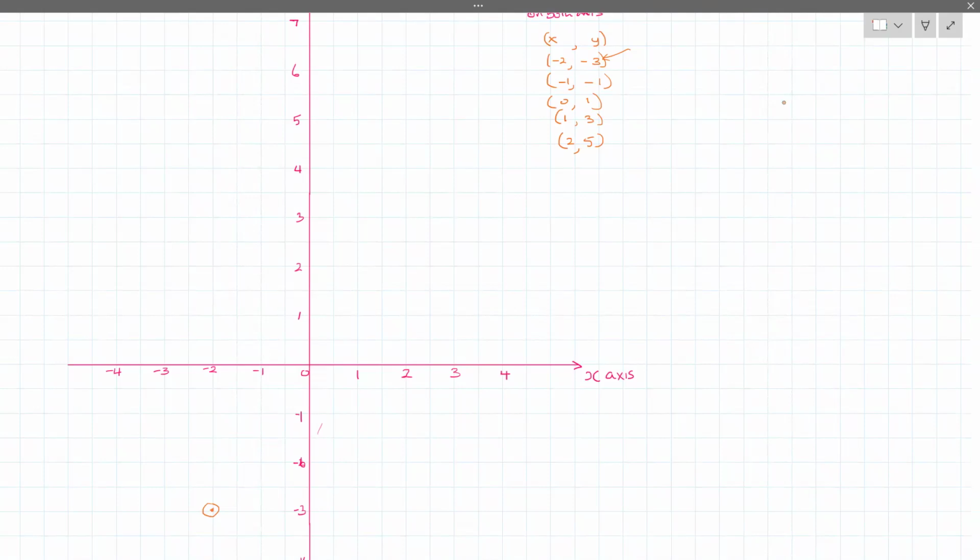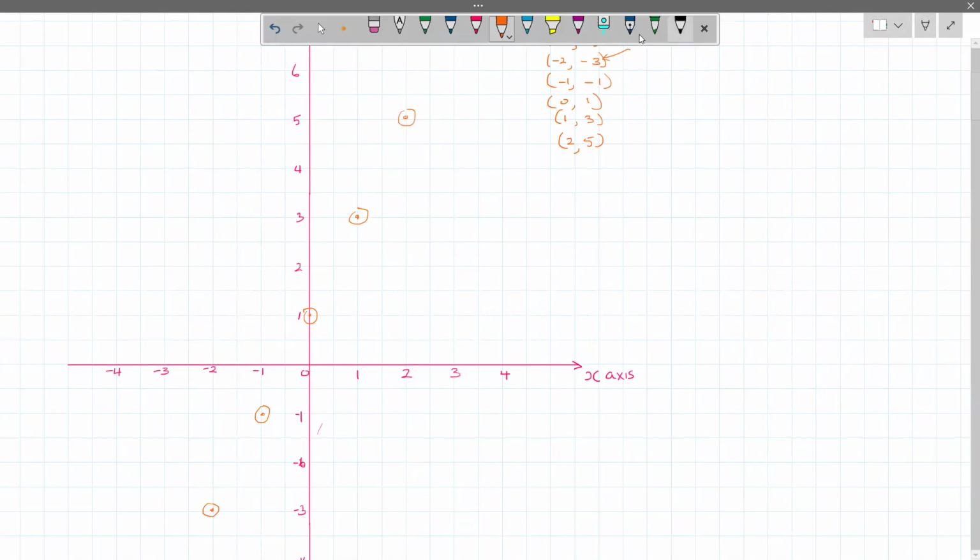The next point is minus 1, minus 1. So I'm moving to the left 1 and I'm moving down 1. In terms of our x coordinate, minus is a shift to the left. In terms of our y coordinate, it is a shift downwards. This one, we have 0, 1. So we're not going left or right. We're just staying on this line and going up 1. So this is the next point here. Then we have 1, 3, so across 1, up 3. Then we have 2, across 2, up 5.